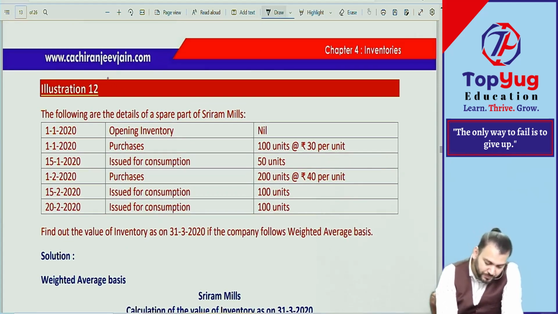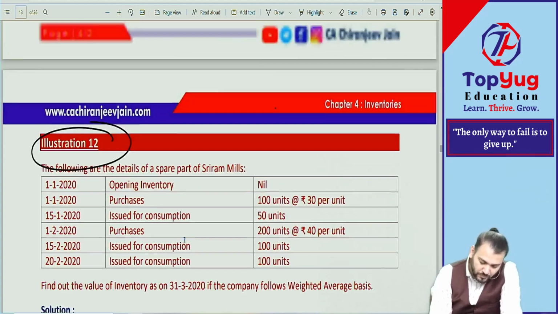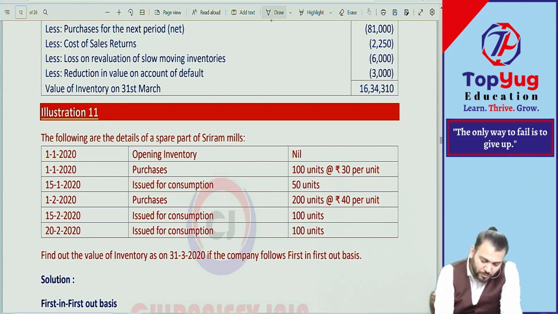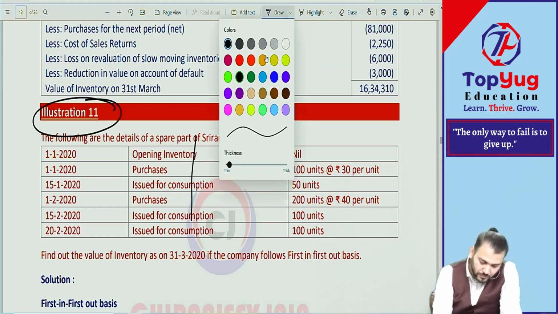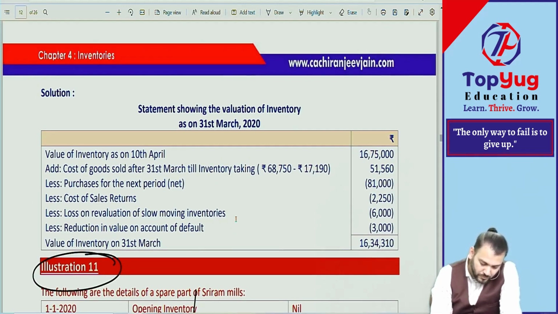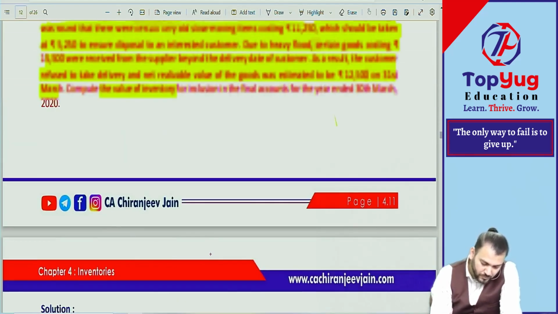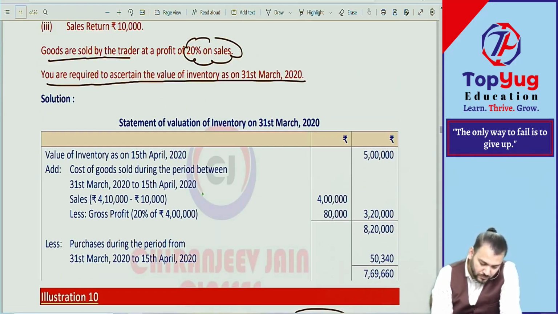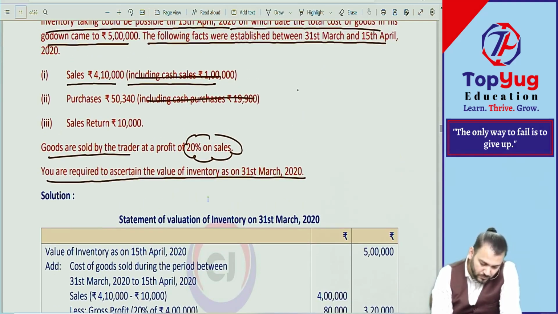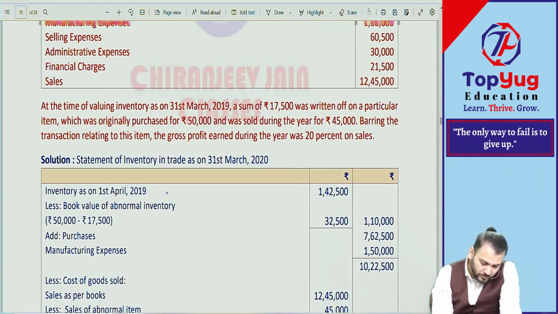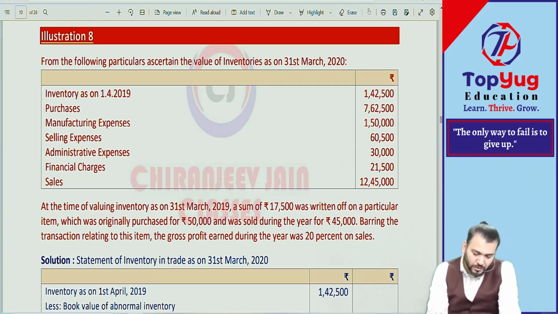12 homework. 11 homework. Then we have done. 9 also we have done. Come to 8.